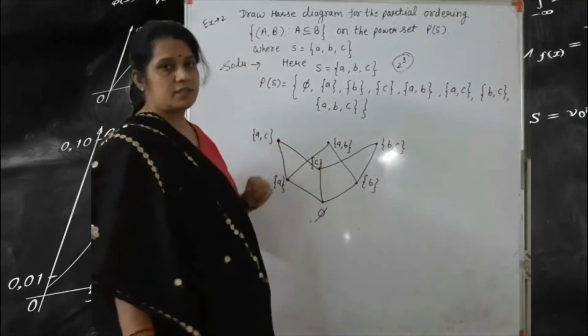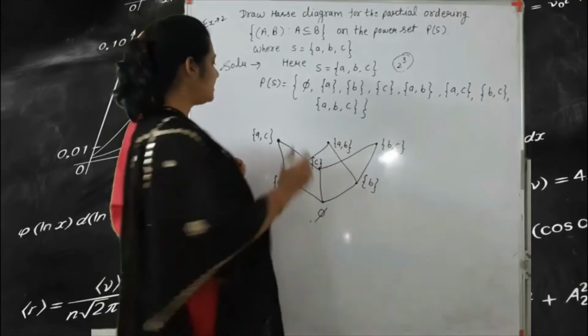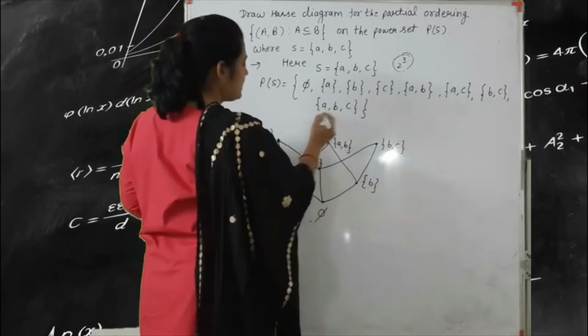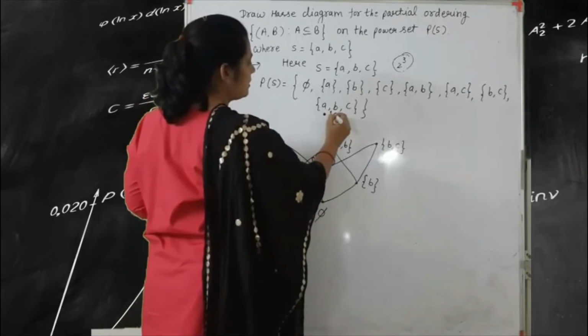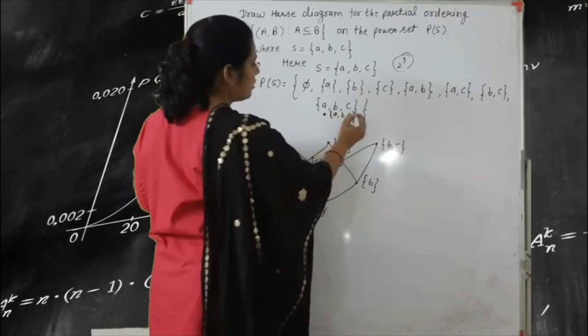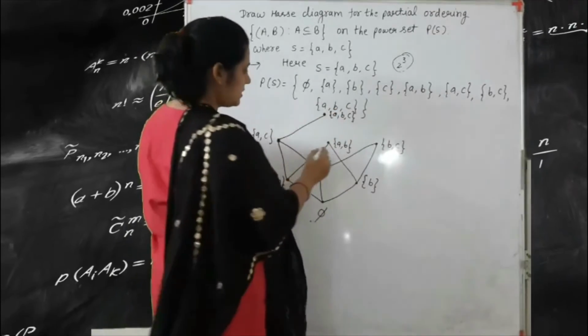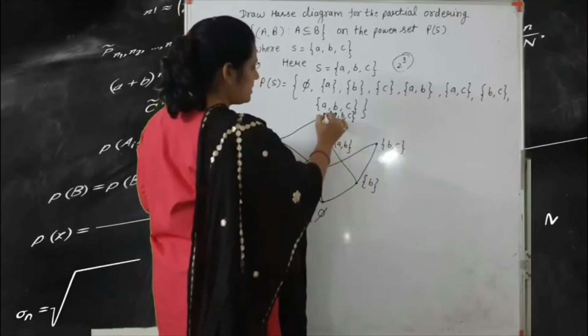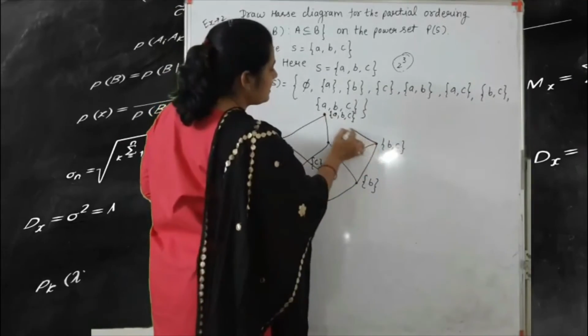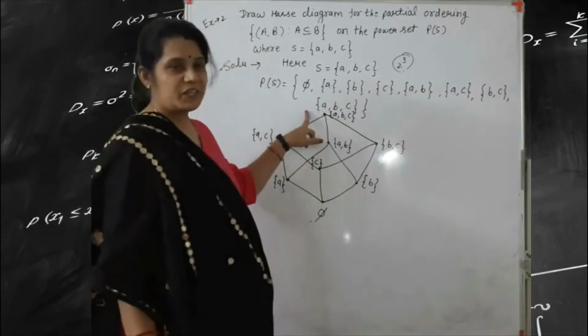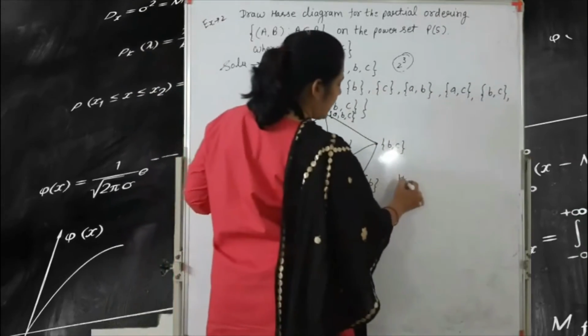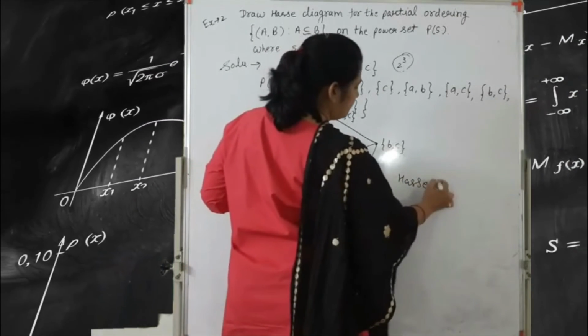Next one is what? A, B, C. So here only one vertex. That means this is your A, B, C. Got it? So AC subset of ABC. Got it? AB subset of ABC. Okay. And BC subset of ABC. Okay. So this is the Hasse diagram.